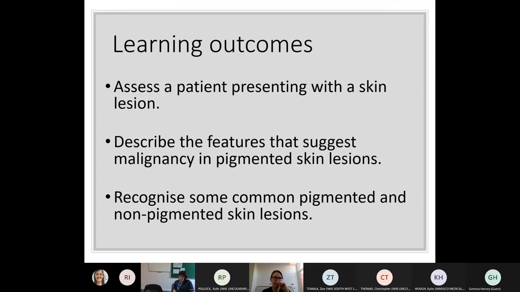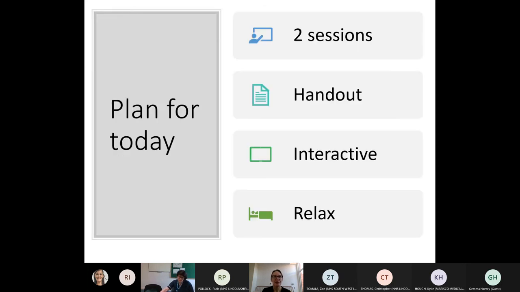So these are the learning outcomes that I've prepared for today: how to assess a patient presenting with a skin lesion, describing the features that determine whether a pigmented skin lesion might be malignant or benign, and then hopefully you'll be able to recognise some common pigmented and non-pigmented skin lesions.